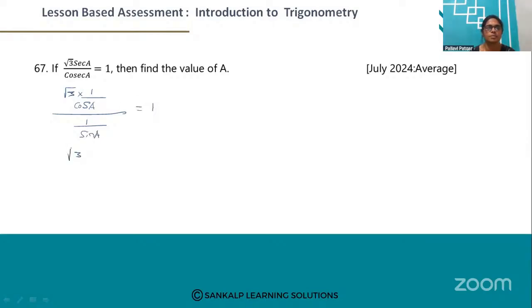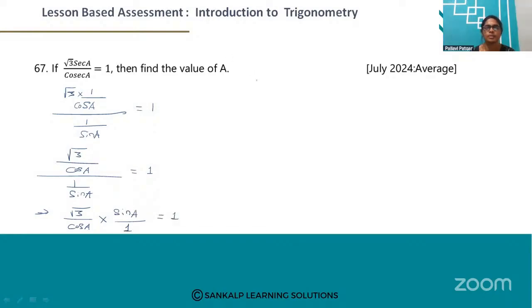So this becomes root 3 by cos A whole divided by 1 by sin A, which is equal to 1. So what happens is root 3 by cos A into, taking the reciprocal of this, sin A by 1. This is equal to 1. So root 3 into sin A by cos A is equal to 1. So sin A by cos A is equal to 1 by root 3.